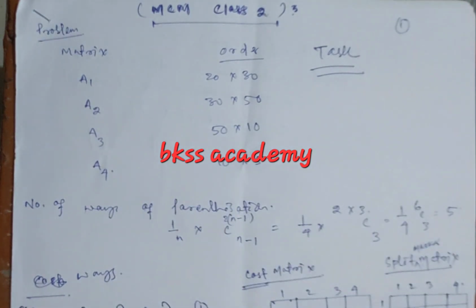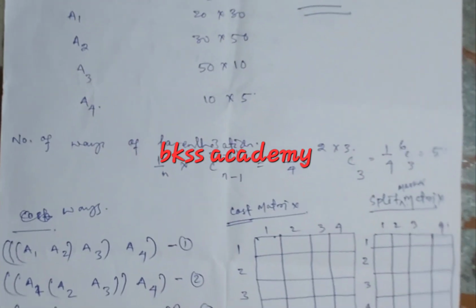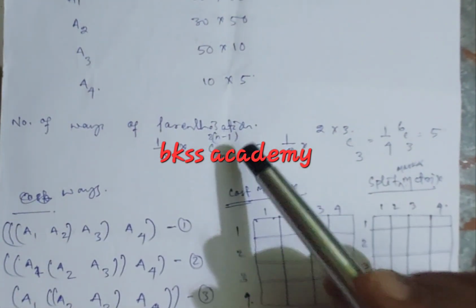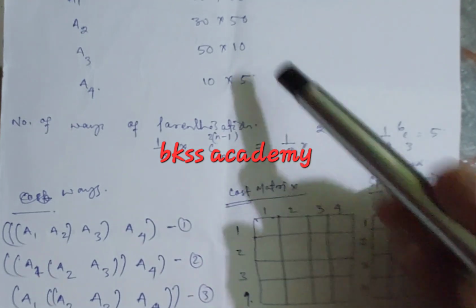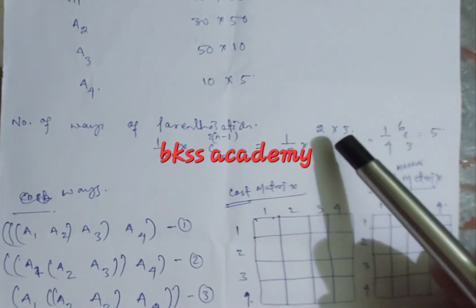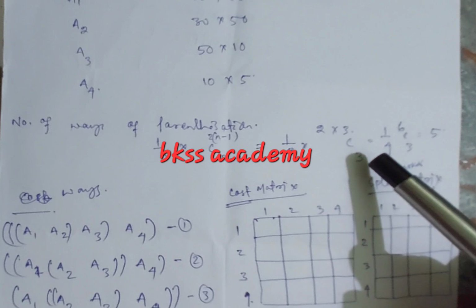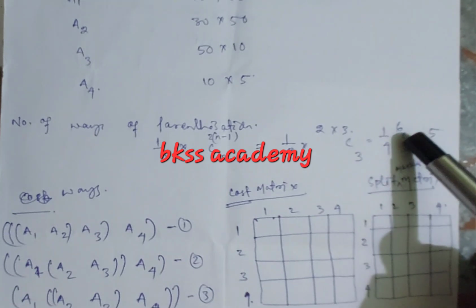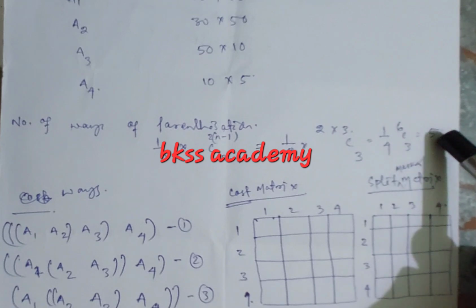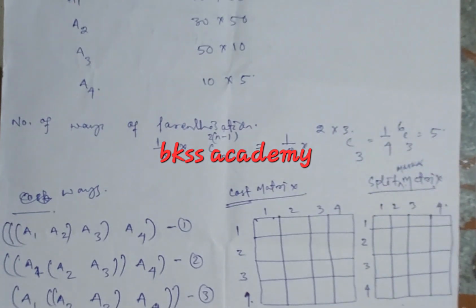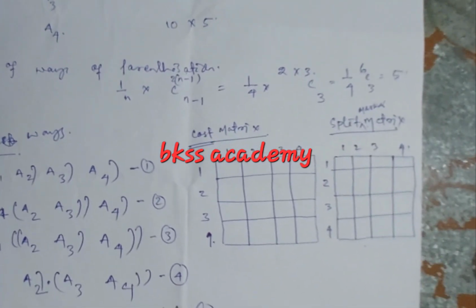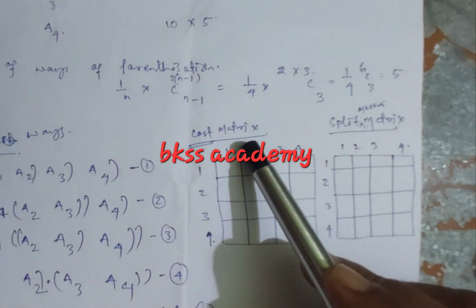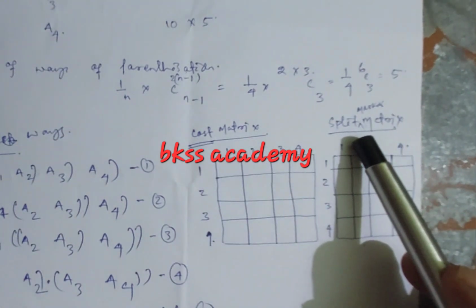So the number of ways of multiplication will be 1/n times C(2n-2, n-1). That will be 1/4 because 4 matrices are there. 1/4 times C(6, 3), that will be 5. So in matrix chain multiplication we always have two matrices, that is the cost matrix and the split matrix.